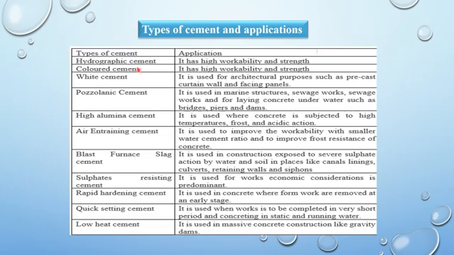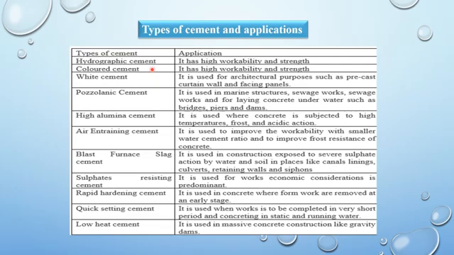And the second one is colored cement. It has high workability and strength, and it is used where the colored cement is required, like for the joining of tiles in the kitchens and in the bathrooms. Now, the next one is white cement. It is used for the architectural purpose such as precast, curtain wall and facing panels.